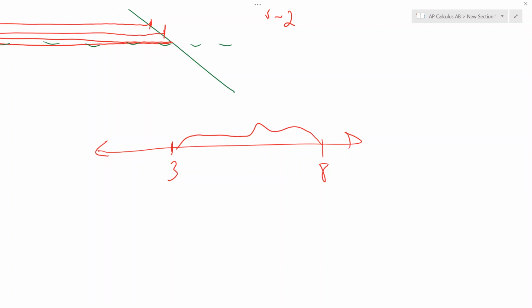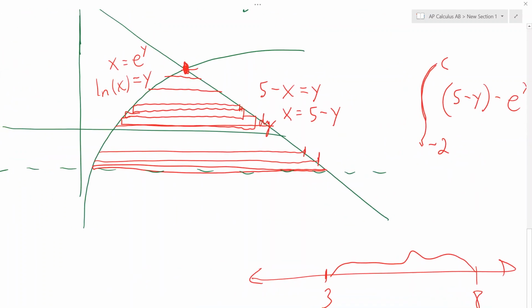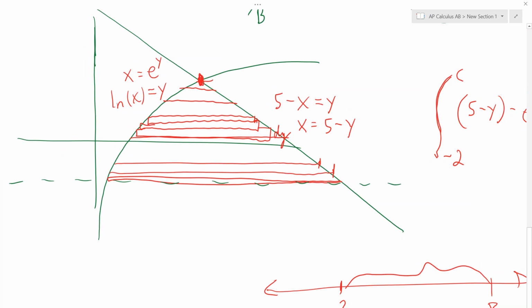8 minus 3, right minus left. What are we really subtracting up here, gang? When I subtract this side minus this side, what are we subtracting? X values or y values? We're subtracting the x values. We're subtracting the x values for a given y value. Okay? That's all we're saying.